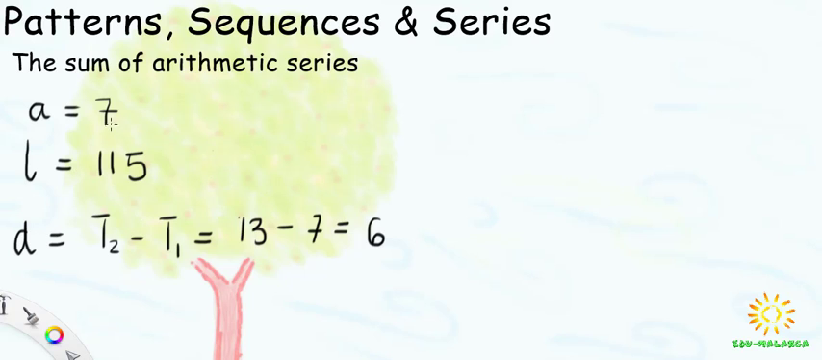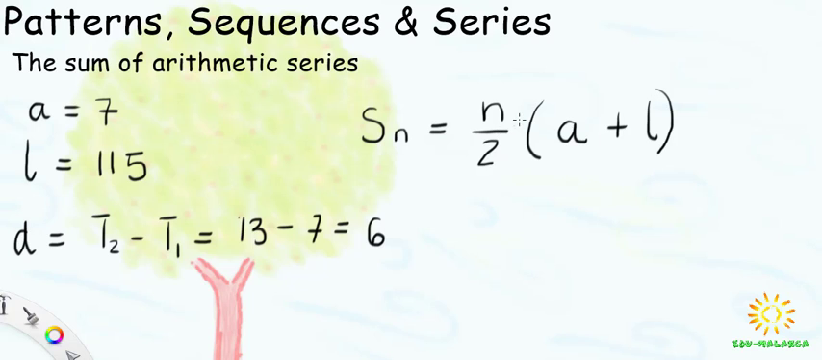Let's start by rewriting the second equation. Sn is equal to N over 2, open brackets, A plus L, close our brackets. We're first going to have to solve for n, and how we do this is by using the last term which is given to us in the question. We're going to use the general term of an arithmetic sequence, substitute in the last term, and solve for n.